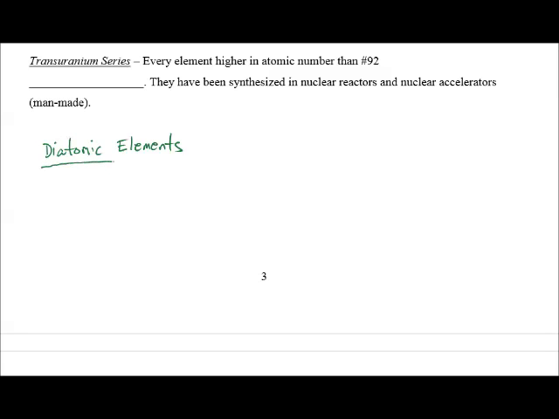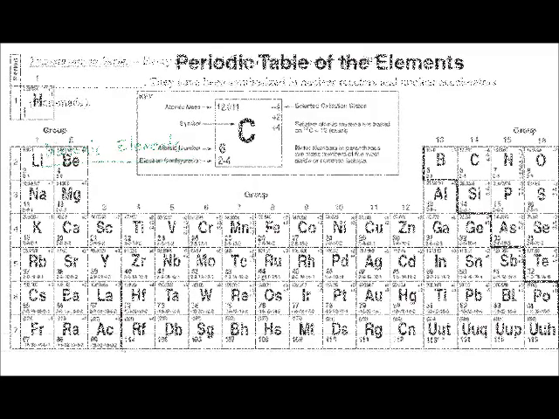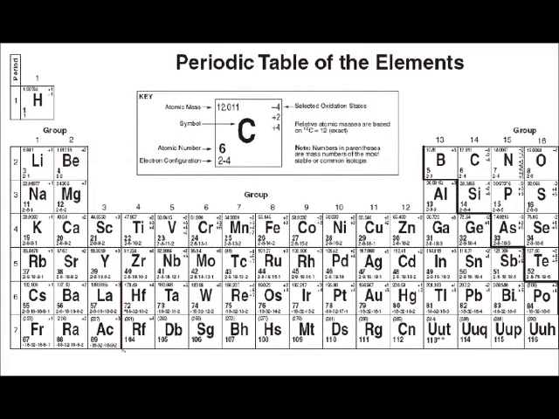Di means two, atomic means atoms. The diatomic elements have two atoms per molecule, but they are still considered to be elements. So at this point, we're going to look at the periodic table. Take out your reference table and open up to the periodic table. There are 7 elements that we consider to be diatomics.